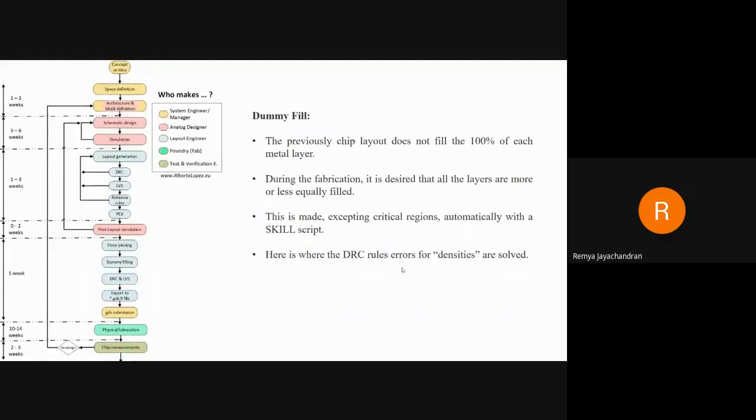And then we can go for the DRC rule check. At this time, you can see that the density errors are solved. In the previous section, you have seen that in the DRC check, there were some density errors. After the dummy filling, you can see that all those errors are solved, so you will get a clear report.